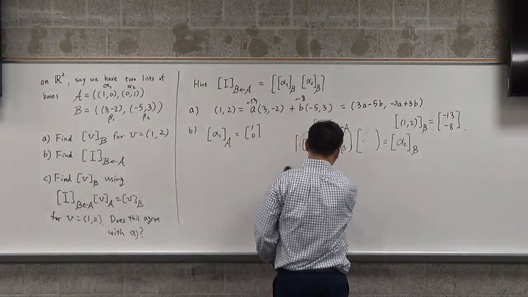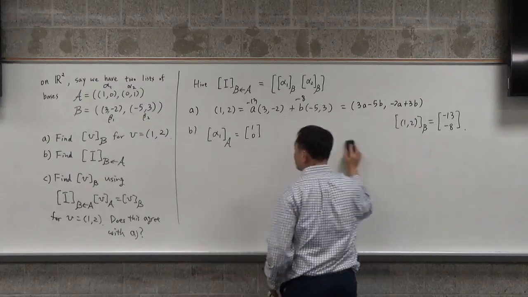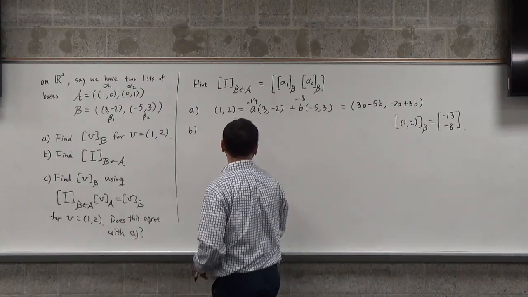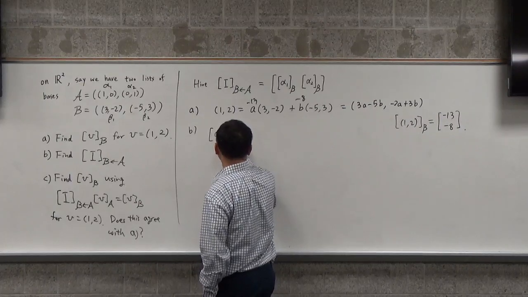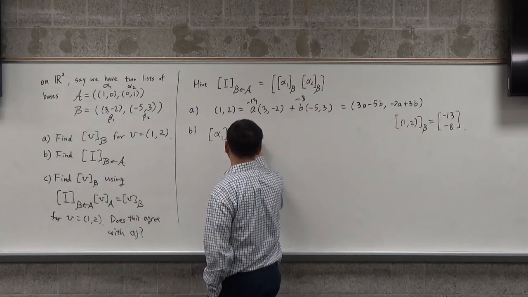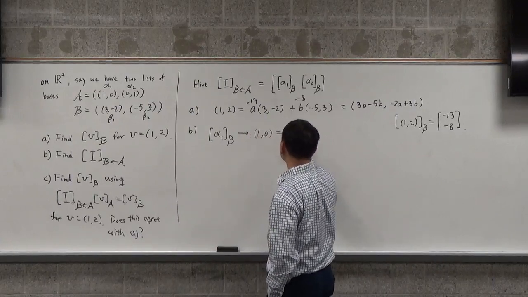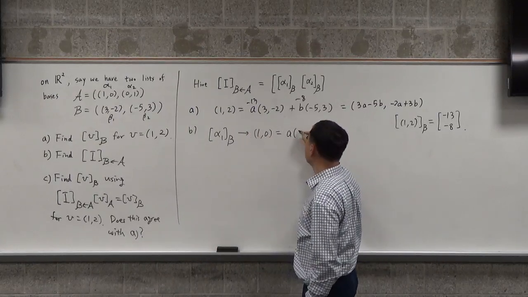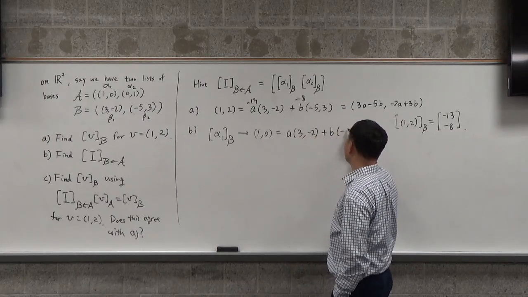Okay. So once you are convinced that this is the formula, now let's try to calculate alpha 1 under B, which means I want (1, 0) to be represented as some combination of (3, -2) plus (-5, 3).